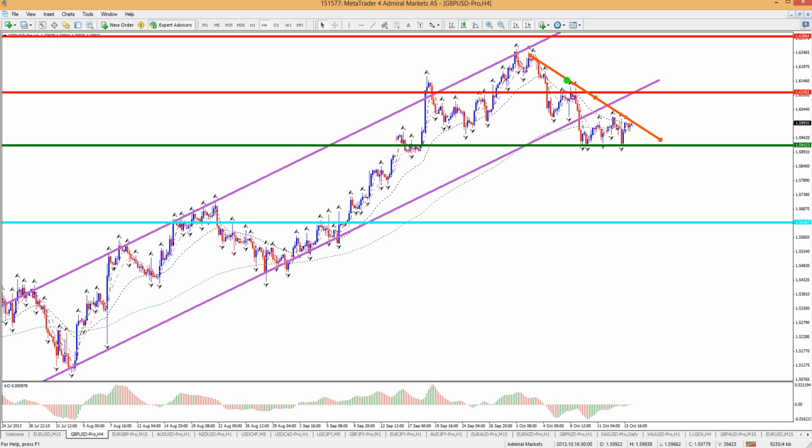Now, with that in mind, if we break above that orange line, we could make that upside and then maybe find resistance around this top in here. We have a broken uptrend line that could act as resistance somewhere around 161, for example, right?